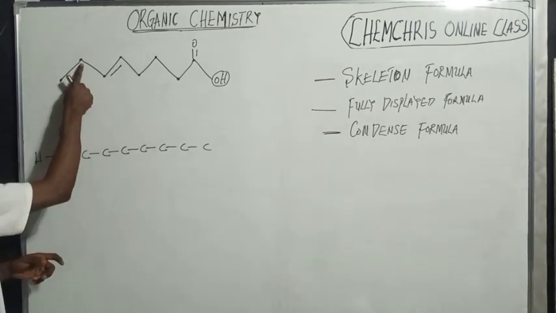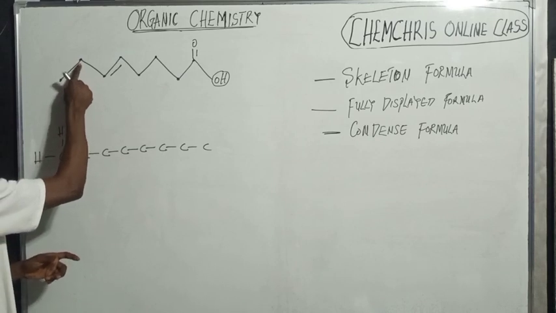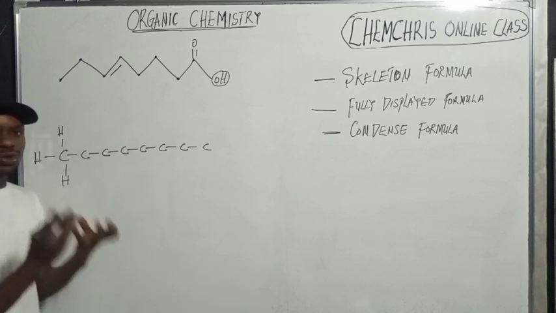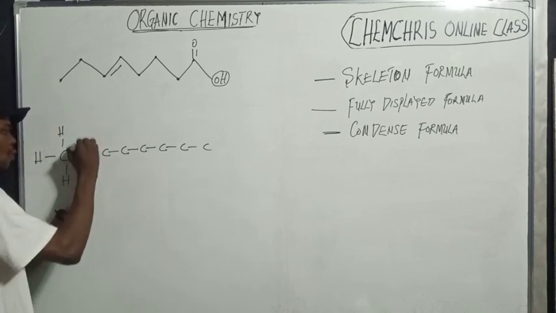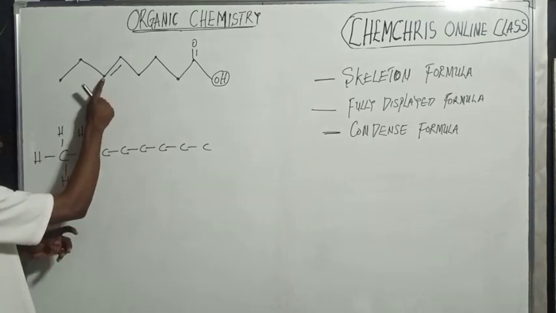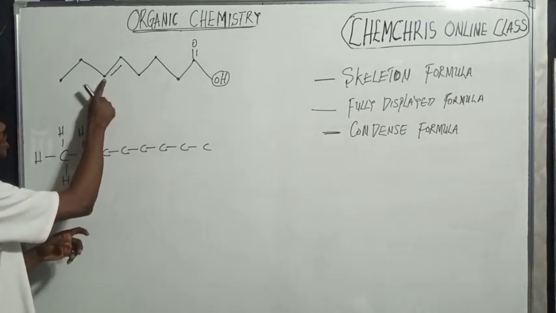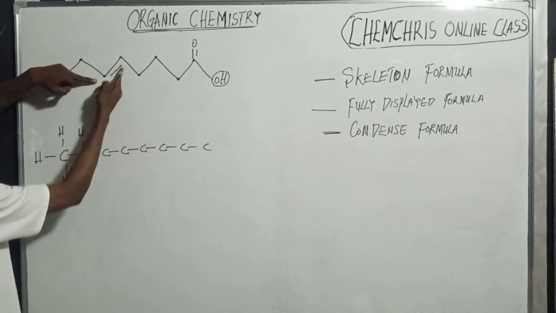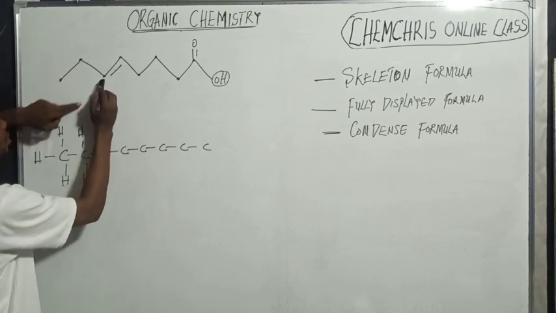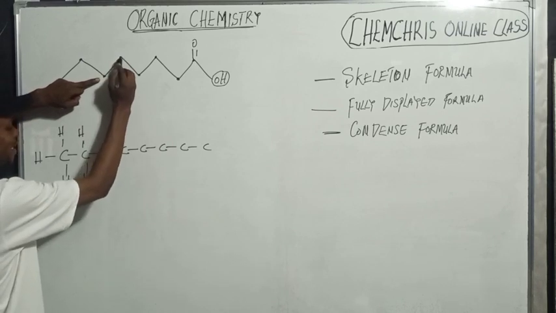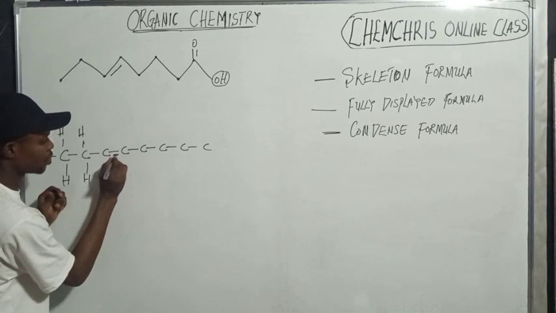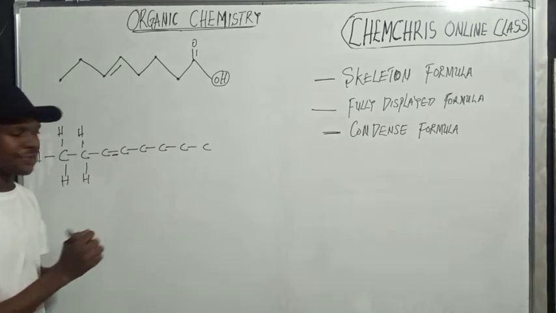Now let's go to this other one here, the second point. This carbon must have 2 hydrogens, so here we have 1 and 2. Now let's go to the next one, number 3. This number 3 is having a double bond. Can you see that? Between number 3 and number 4, there's a double bond.